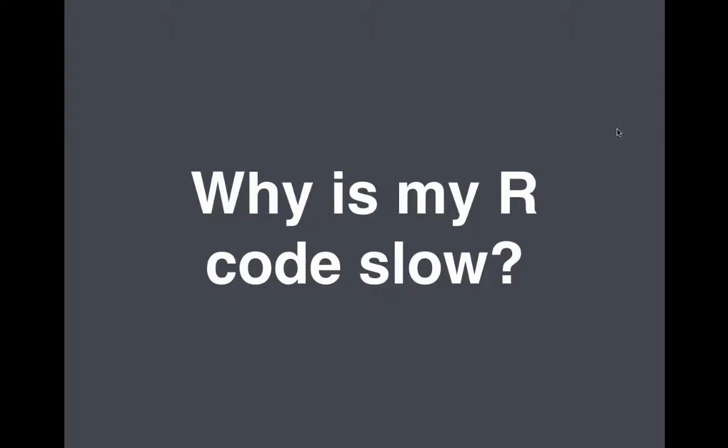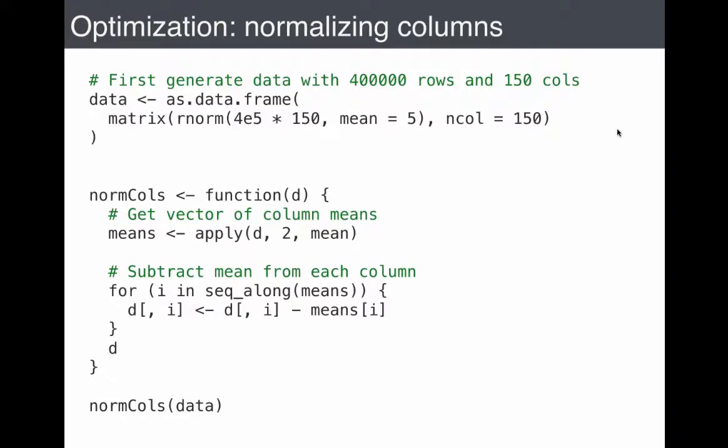Okay, so I'm just going to start with this example here. Let's say you've got a data frame that has 400,000 rows and 150 columns, and I'm just generating some random data here with rnorm. I picked this data because it's a good size for this demonstration. There's nothing special about it. It's just a good size and good timing for demonstrations here.